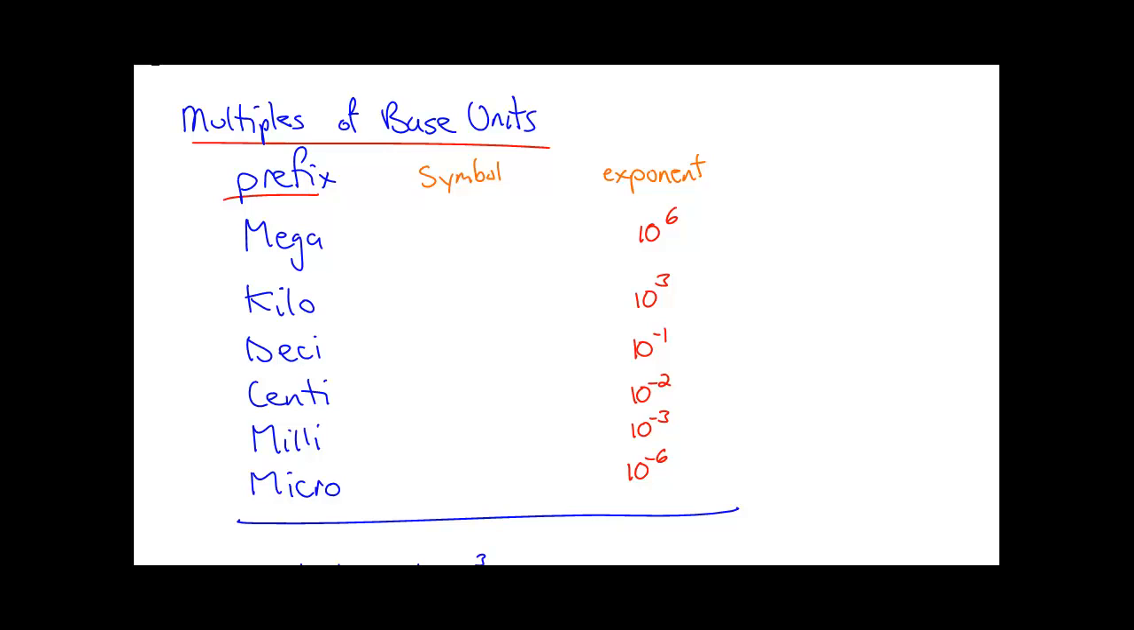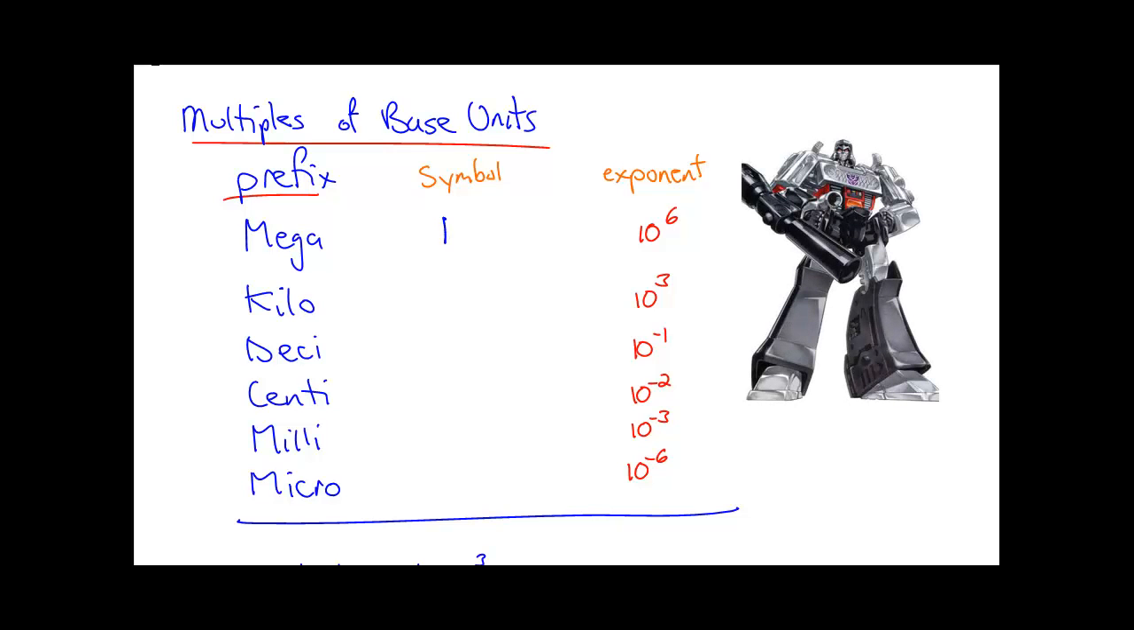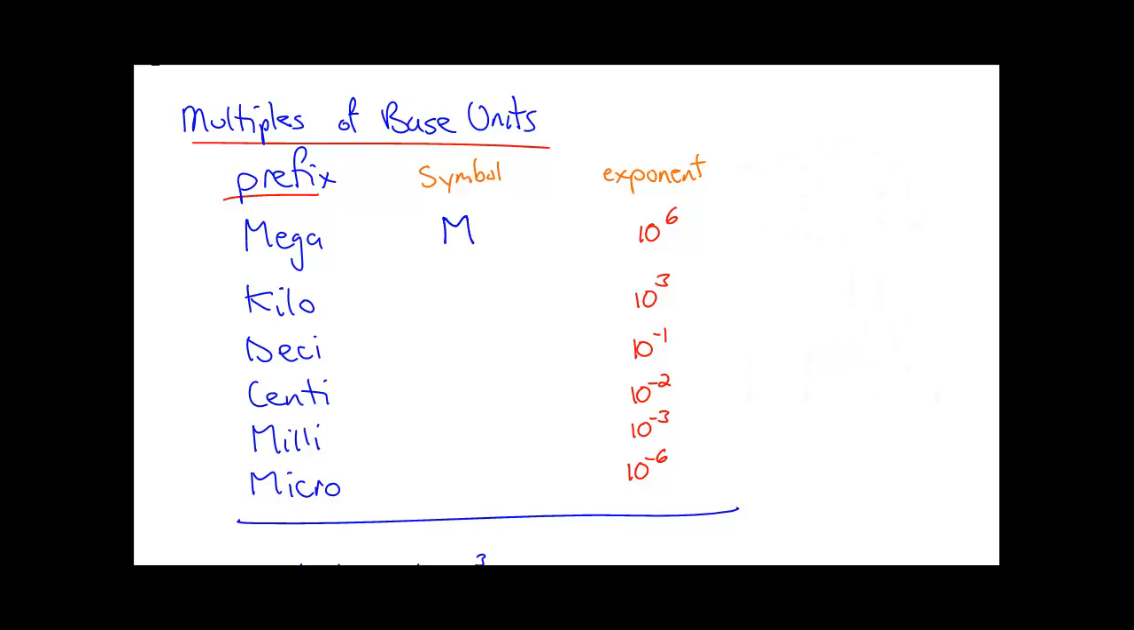There's the prefix mega, which has the symbol big M, and it is 10 to the 6, so 10 with 6 zeros after it. There's kilo, which you're very familiar with. It's a small k, and it's 10 to the 3, so that's like 1,000. Kilogram, 1,000 grams. You've seen that many times. Deci is a small d, it's 10 to the negative 1, so that's like 0.1. Centi is a small c, 10 to the negative 2, it's kind of like hundredths.